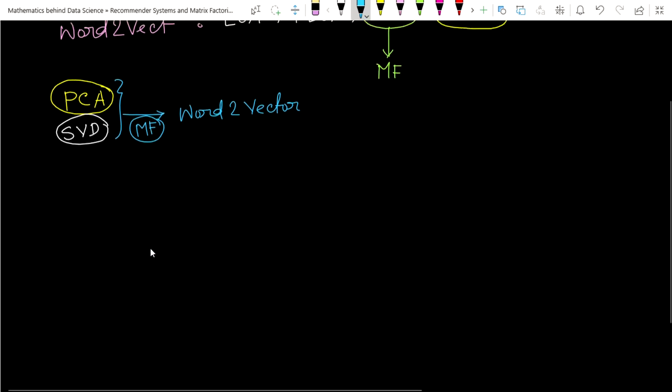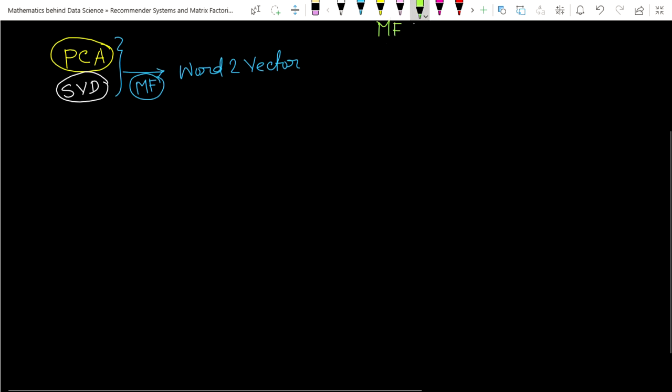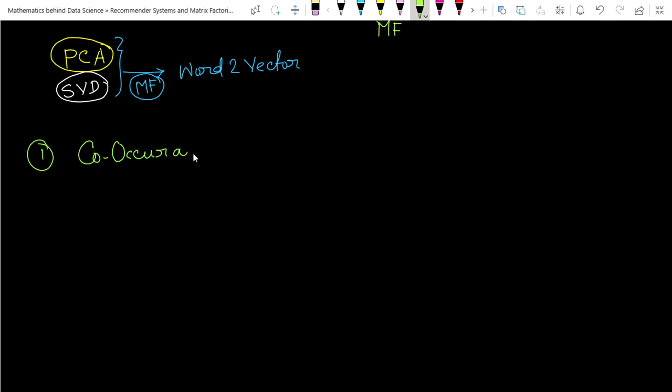Let's see it step by step. The first step that we have to do is to build a co-occurrence matrix. Now what is this co-occurrence matrix? Let's clear it first. In general, we denote the co-occurrence matrix by X. So let's see it first.